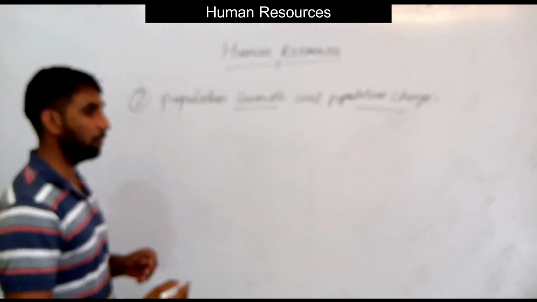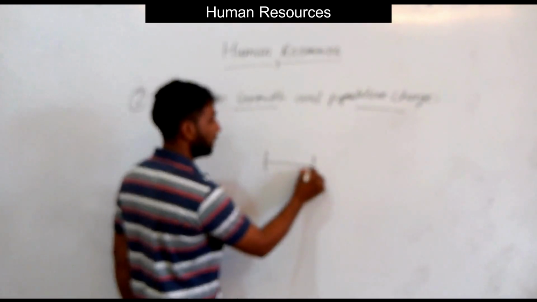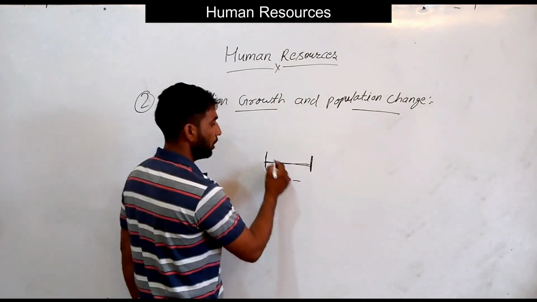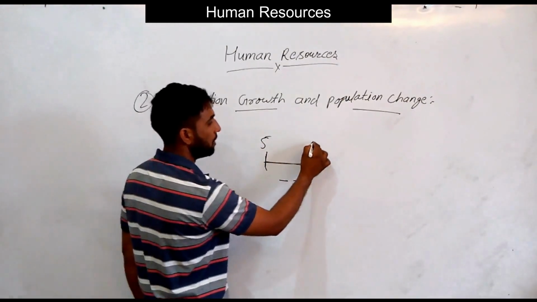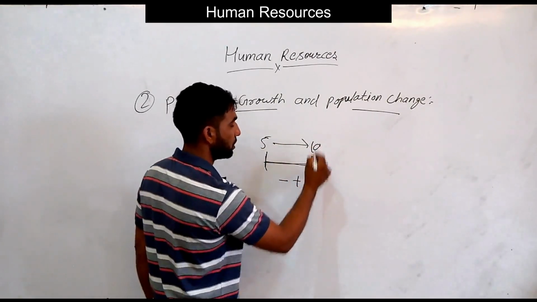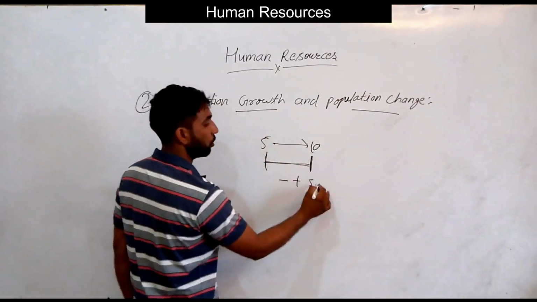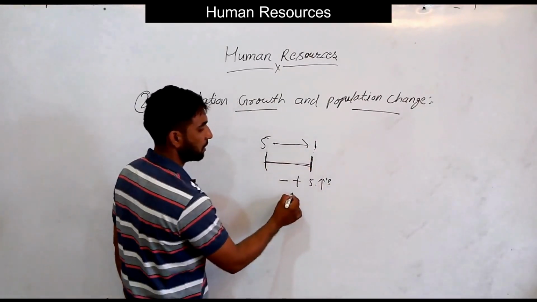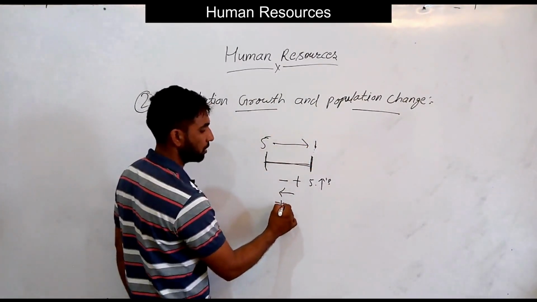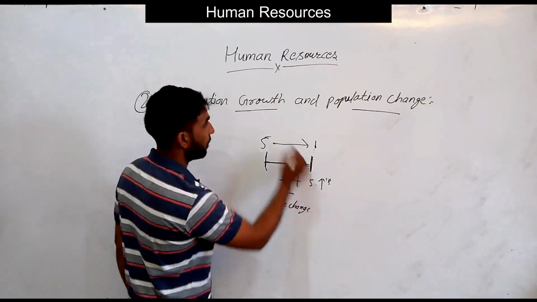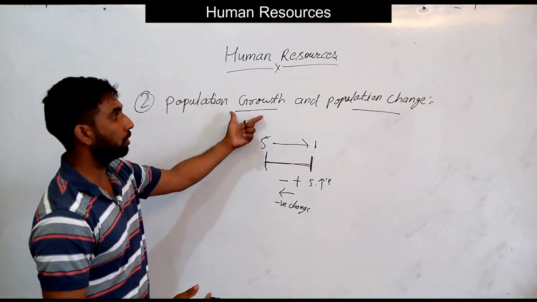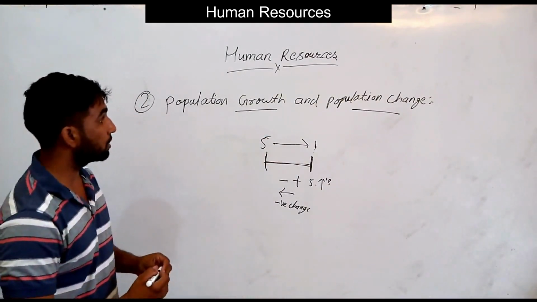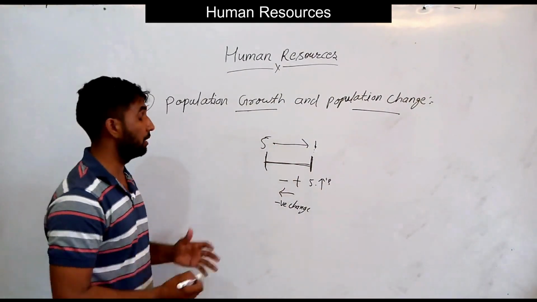Change means we have something previously and new facts, comparing the two data. Here we may have negative and positive change. If we have 5 and here is 10, it is a positive change. It means an increase of 5, which is positive growth. If we have here 1, it means negative growth or negative change. So we will compare both simultaneously, going through population growth and population change from the Indian perspective.